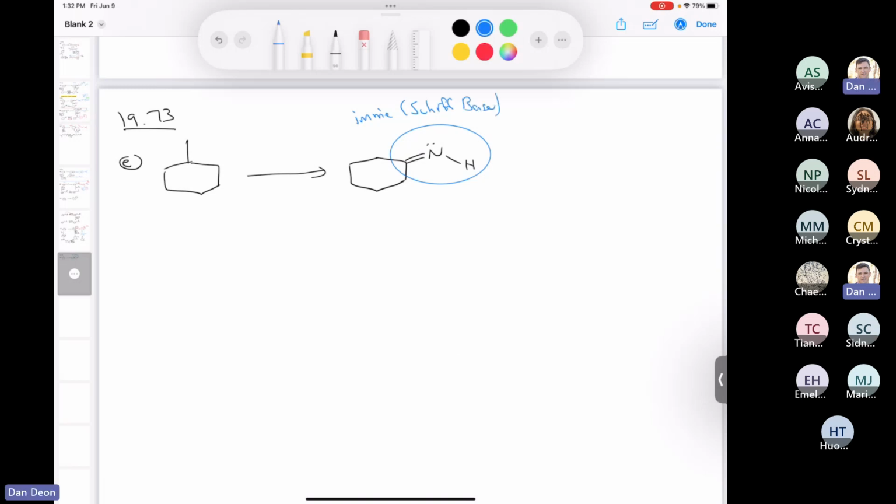And Schiff bases are great because you can do a really tasty retrosynthesis with them very quickly. You need this carbonyl compound. And in this case, what would be our amine? Can anybody name it? I know we haven't covered amines, but I think you could name the amine that you would need in this case.